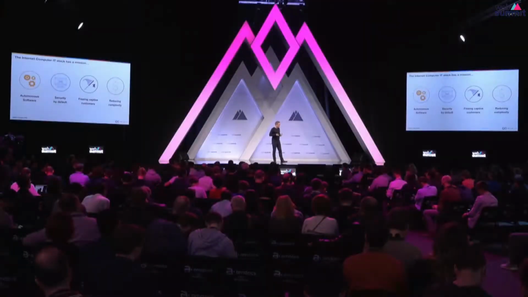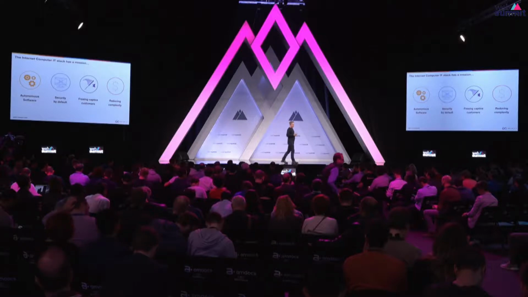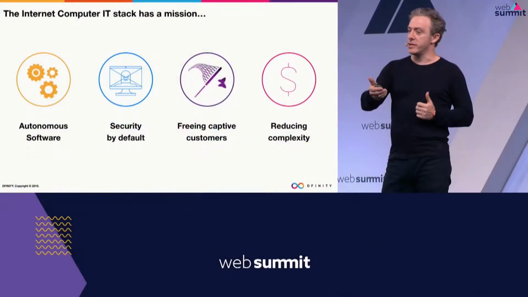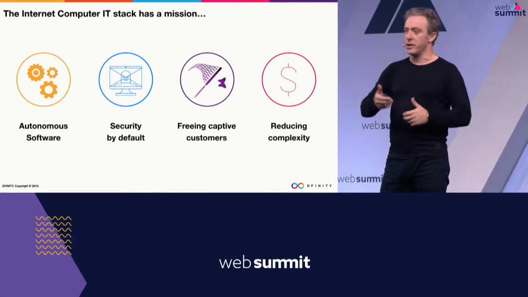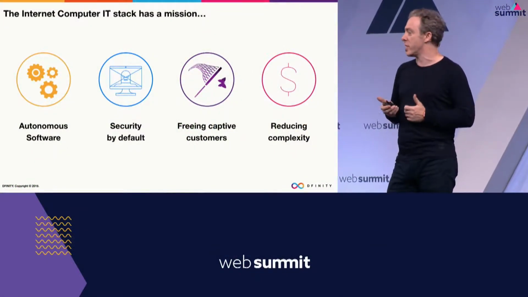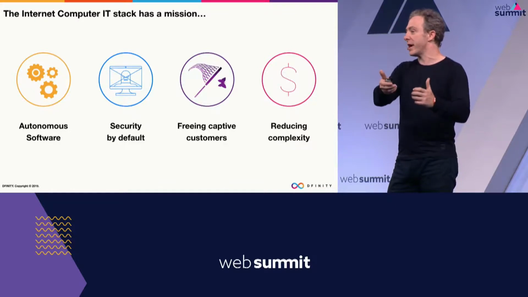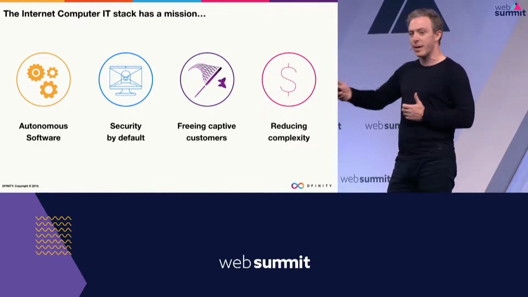Thirdly, of course, the aim of the internet computer is to free captive customers. You know, if you're an enterprise, whether you're building just enterprise IT or whether you're creating a public internet service, and you build on a big monopolistic cloud provider, you'll find it very difficult to move from that cloud provider to a new cloud provider. You become a captive customer.